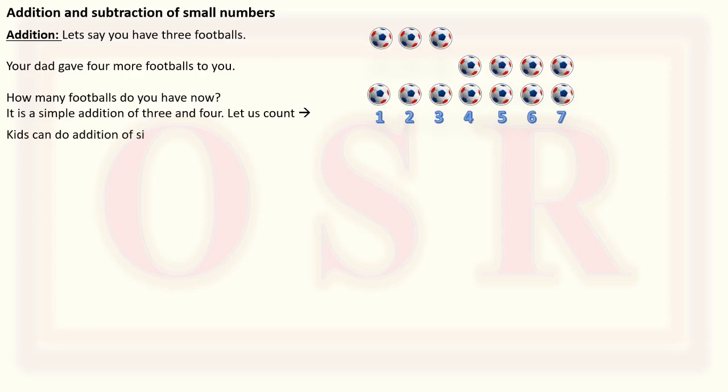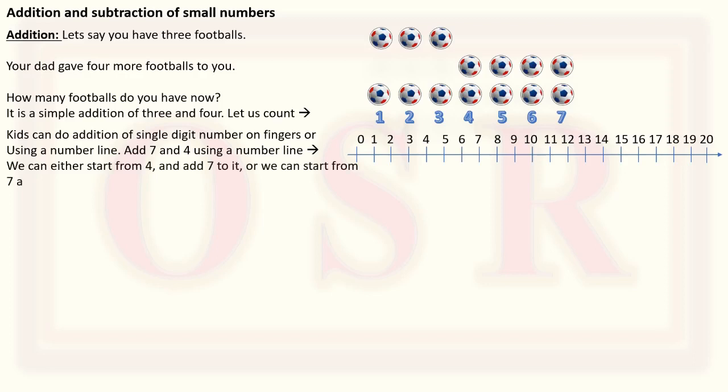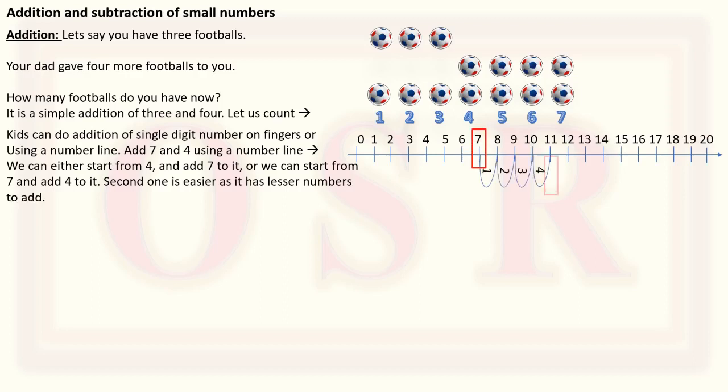Kids can do addition of single digit numbers on fingers or using a number line. Add 7 and 4 using a number line. So first we draw a line, then we put numbers on it like this. Now we can either start from 4 and add 7 to it, or we can start from 7 and add 4 to it. The second one is easier as it has a lesser number to add. So we'll start with 7, hop 4 digits, 1, 2, 3 and 4 to reach 11. So the sum of 4 and 7 is 11.